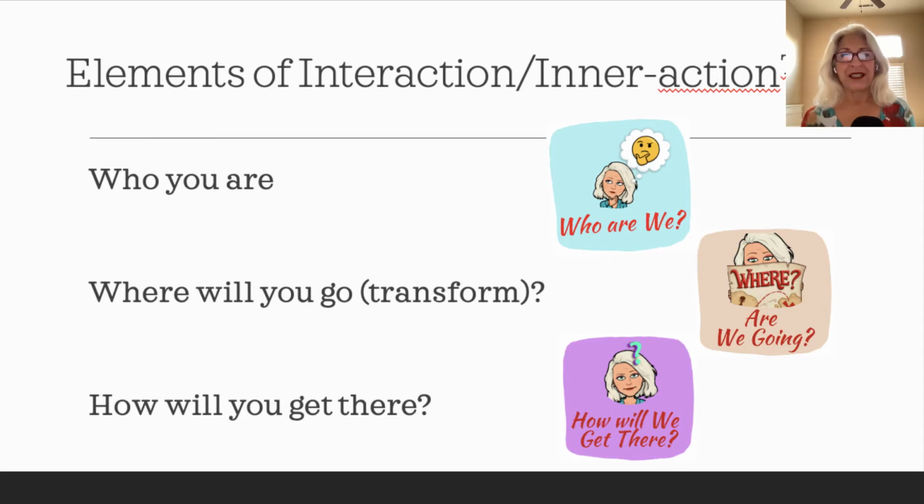With this 3-step formula, here we go. The first question is, who are you? Or who are we? Without knowing who we are, how will we know what to do with the next question, which is, where will you go? What needs transforming? And then the third question is, how? How will you get there?